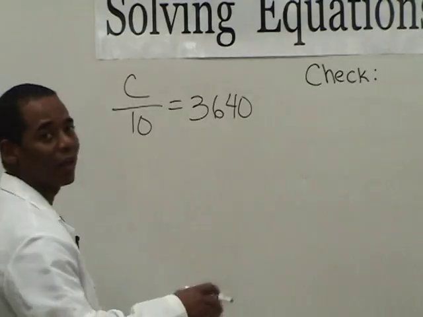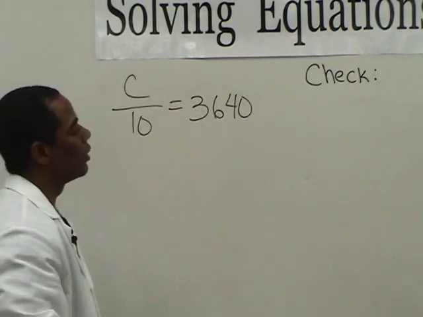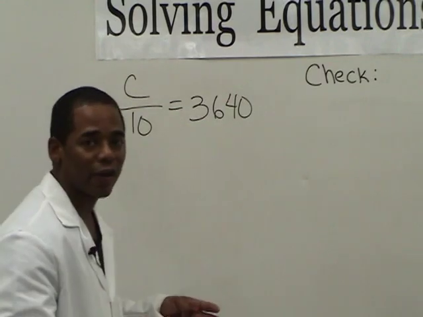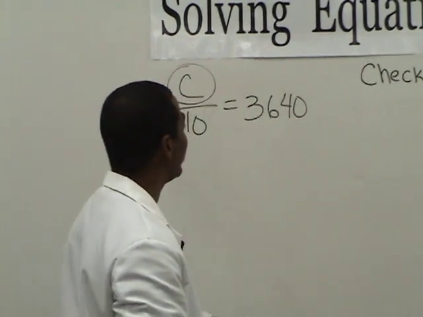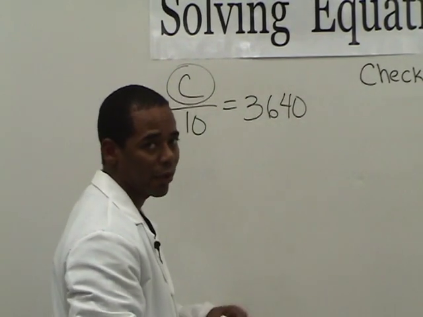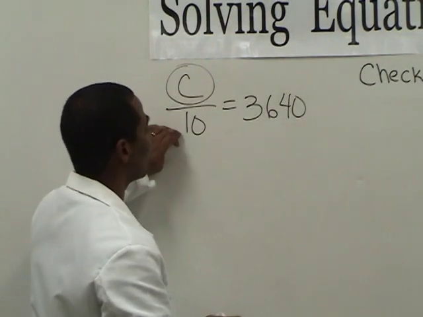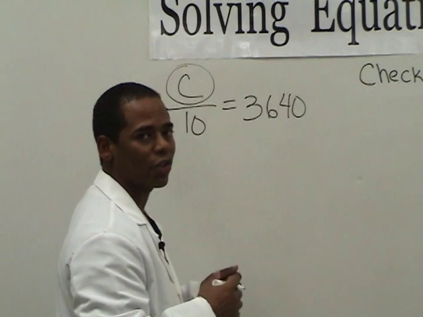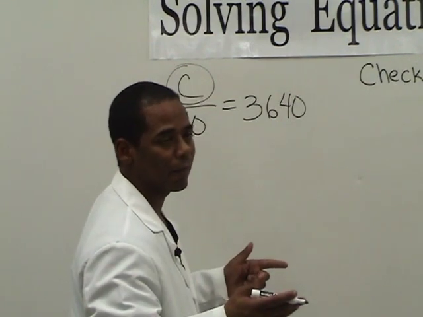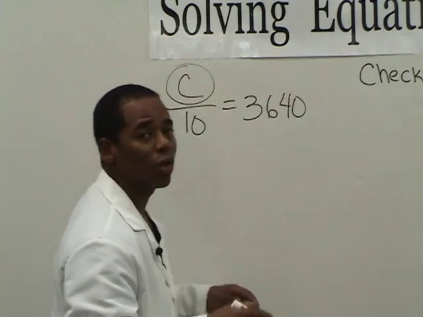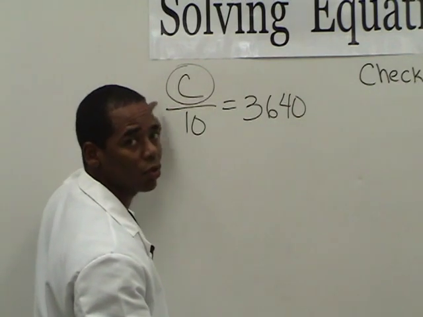Time. Okay, here we had c divided by 10 equals 3,640. Same steps. Identify the variable, step 1. Our variable is c. So now we need to isolate the variable by getting rid of whatever's on that same side with it. We have a 10. So we'll get rid of the 10 by doing the opposite operation. The opposite of division, because this is c divided by 10, is what? Multiplication. And we're going to multiply by what? We're trying to get rid of the 10, so we'll multiply by 10.